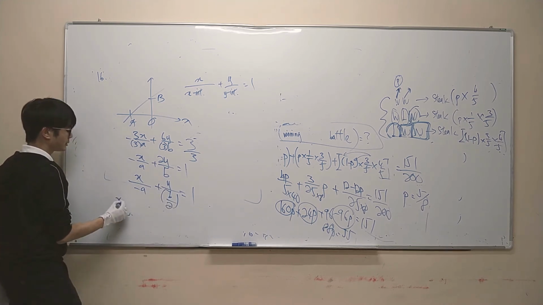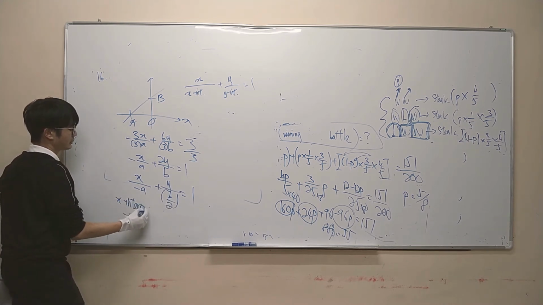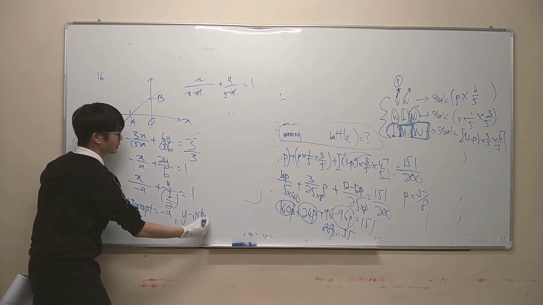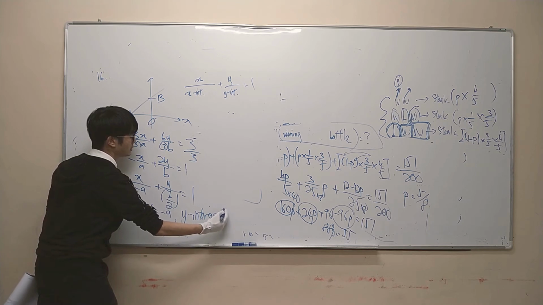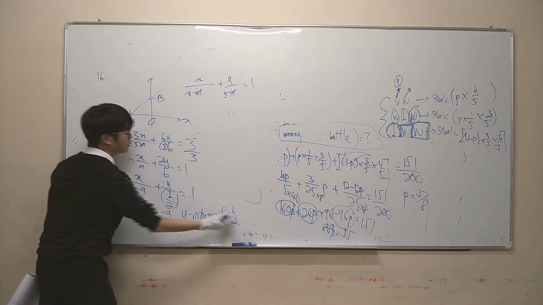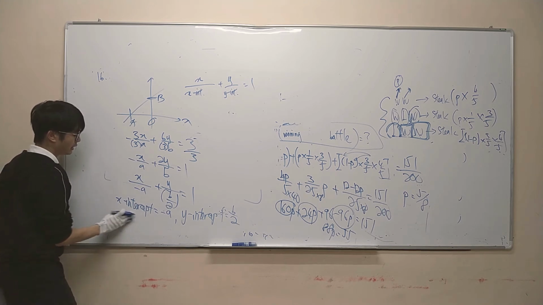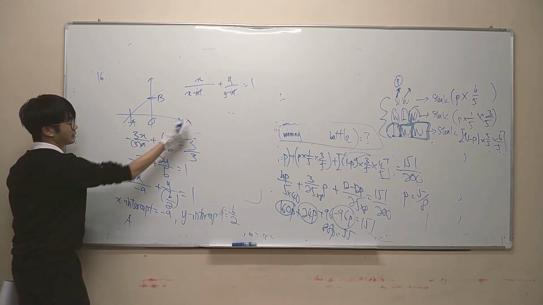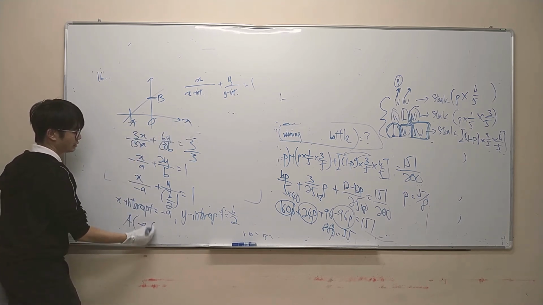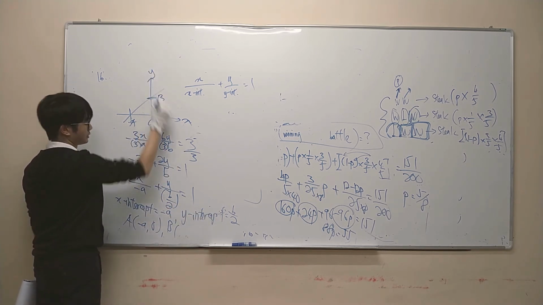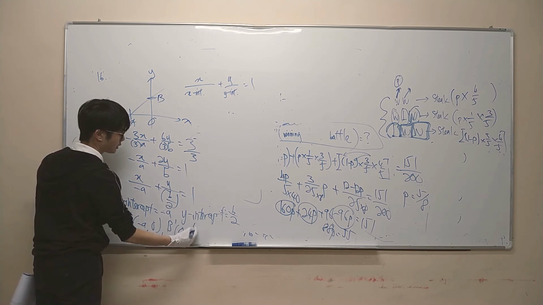It means that the x-intercept is what? The x-intercept is negative a. And then the y-intercept is what? Is b over 2. Okay, b over 2. This is how you do it. And if you look carefully here, they already give a and b. So what is the coordinate for a? A is the x-intercept, right? So it should be negative a, 0. Then what's the coordinate for b? B is the y-intercept, so it's 0, b over 2.